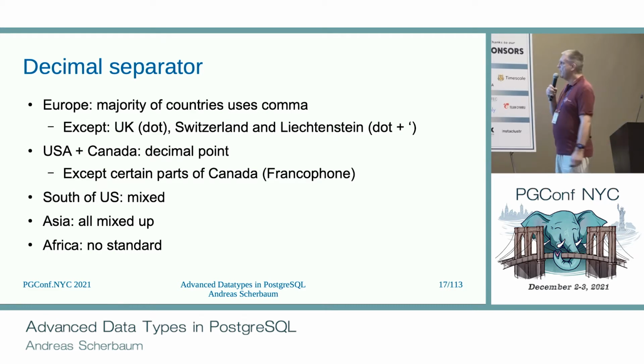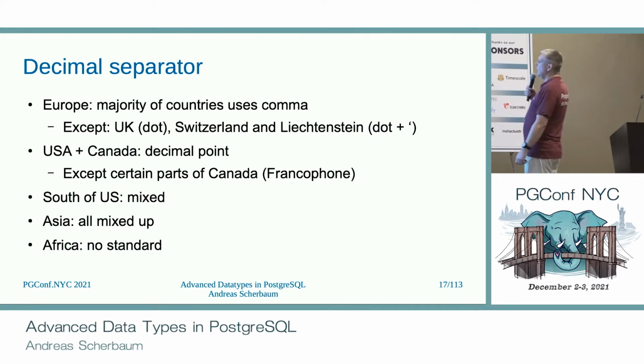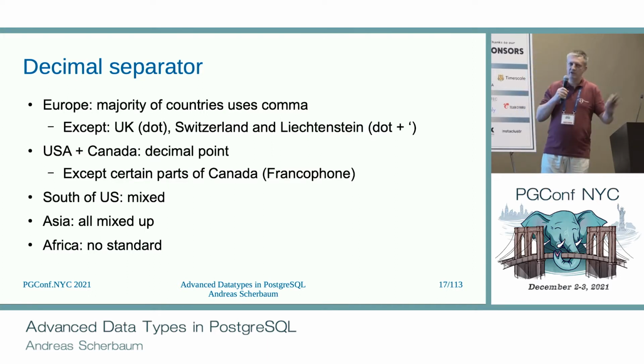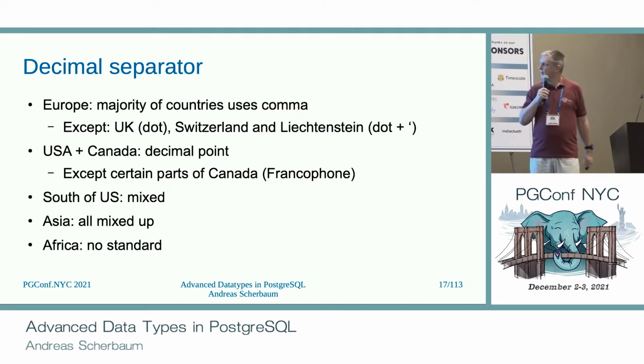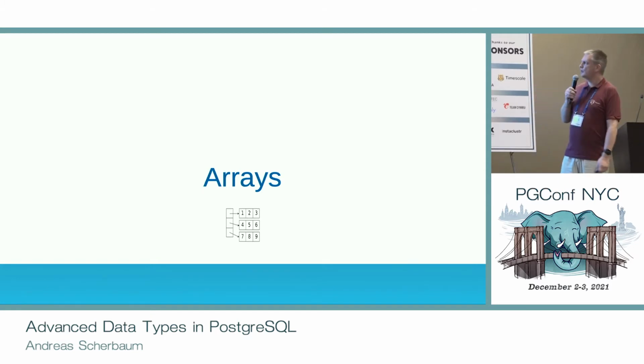It depends really on which country you are in. Most of Europe actually uses a comma, except a couple of countries, which use a dot. Most of Canada and the US use a dot, except some parts of Canada, which use a comma. Any other part of the world is basically not standardized. Have fun. Okay, now that we have this out of the way, let's move on to arrays.